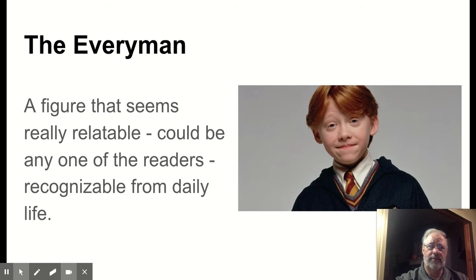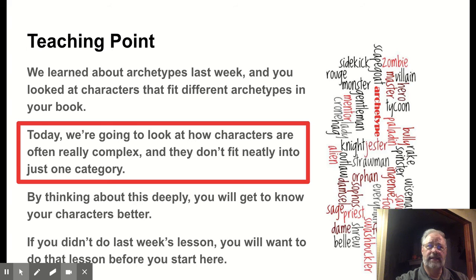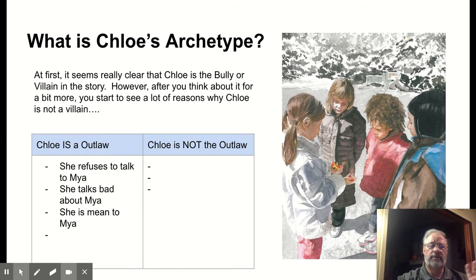So most of the time when you're reading a story and your characters that you have in your story, they're going to fit in one of these 12 categories. But today, as I mentioned, we're going to take a look at how characters, as you read stories where the characters are more complex, they may fit into a category sometimes, but you look at some of the other behaviors that they do and you kind of like, well, maybe they fit in there, maybe they don't. Okay. But again, before you do today's lesson, you're going to need to do Friday's lesson. We introduced the 12 archetypes. Okay. All right. So what do we got today?